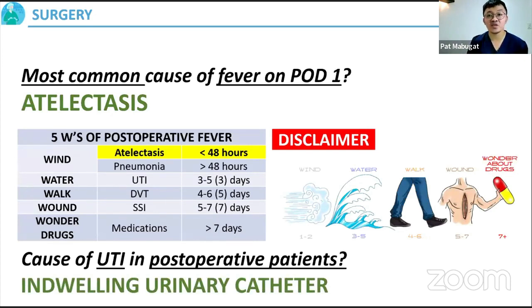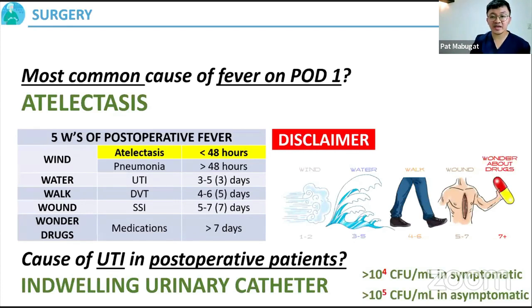Walk, DVT, so patient who has been post-op, bedbound, remember the Wells score in IM, usually have higher predisposition to venous thrombosis. This is why we sometimes give enoxaparin, we sometimes use compression stockings in patients who are post-op. For wound, we have SSI, and for wonder drugs, usually medications. So 48 hours, wind, water, 3 days, walk, 5 days, wound, 7 days. So there's a 2-day gap in between. Okay. Wonder drugs, more than 7 days or sometimes, depending on what kind of drug you use.